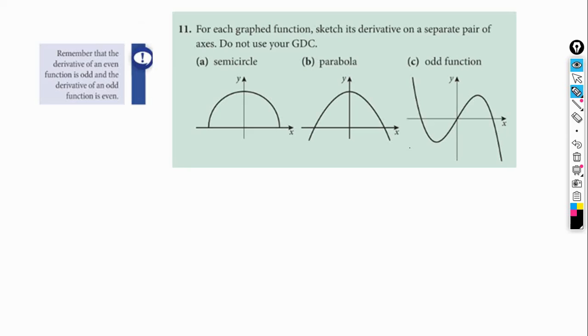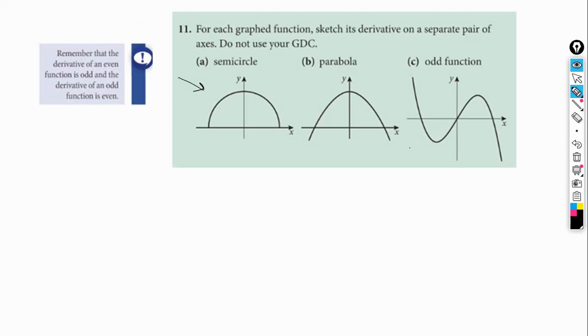So it says, remember here to the left, remember that the derivative of an even function is odd, and the derivative of an odd function is even. This is very important. You guys know what even functions and odd functions are. So for example, the semicircle, this is an even function. Why? Well, it's even because an even function is the one where you have a reflection across the y-axis.